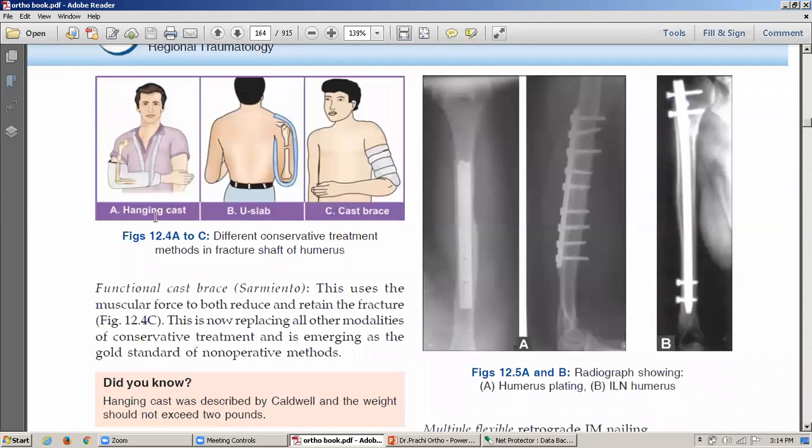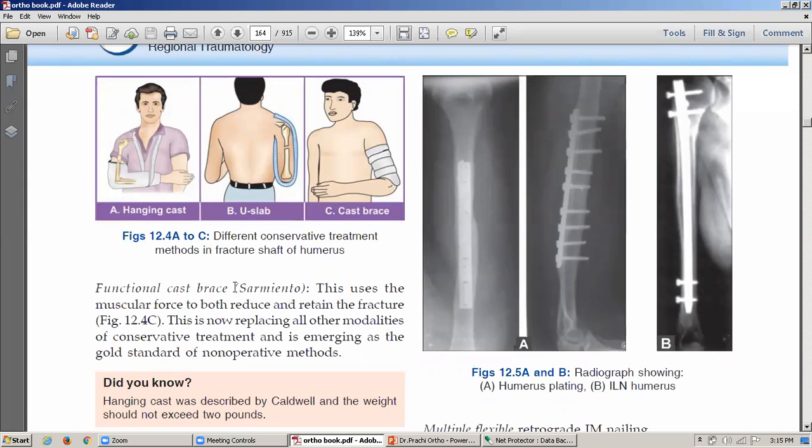So this is the diagram of the hanging cast. That this A1, this is the U slab. That is here the fracture of the humerus in the proximal one third. And this is a cast brace. So these are the different conservative treatment methods in the fracture of the shaft of the humerus.